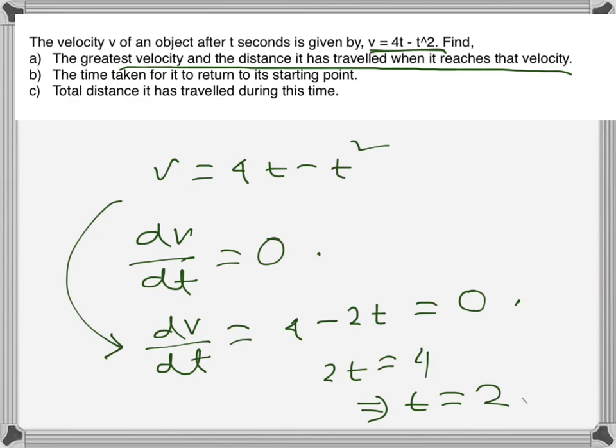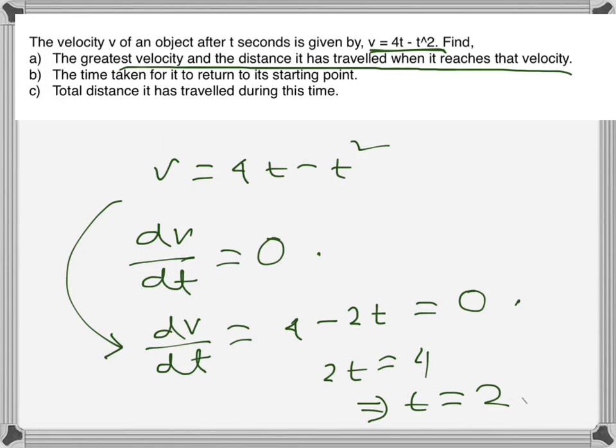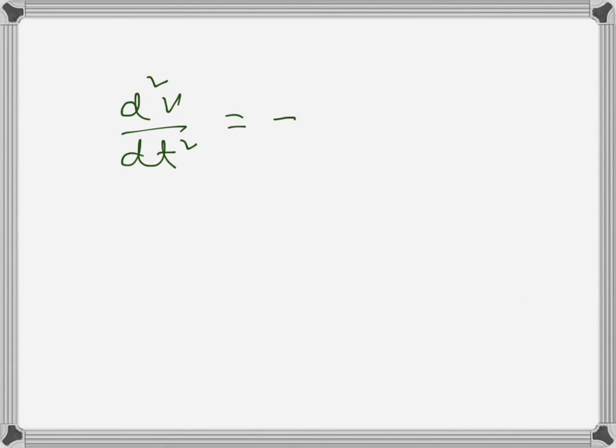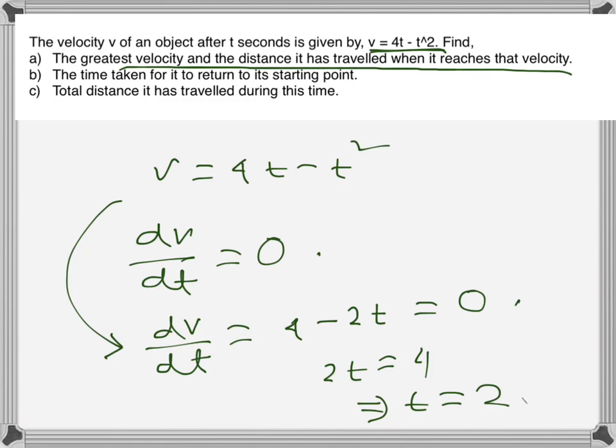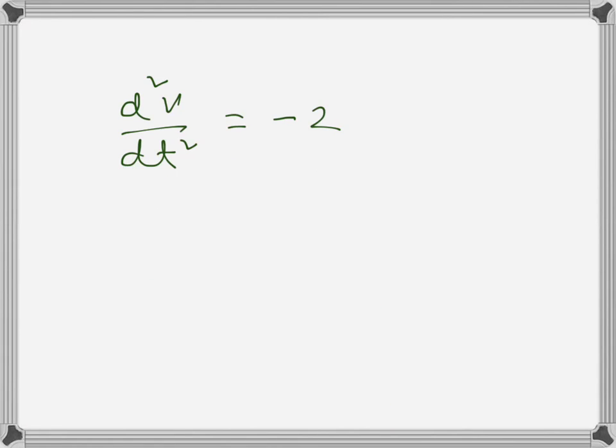Now we can double check whether that's the greatest or the lowest. What we can do is find the second derivative and look at the sign of that. So that will be 4 - 2t. When this is differentiated again, it's negative, so that's actually a maximum. So at t = 2, the velocity is greatest.